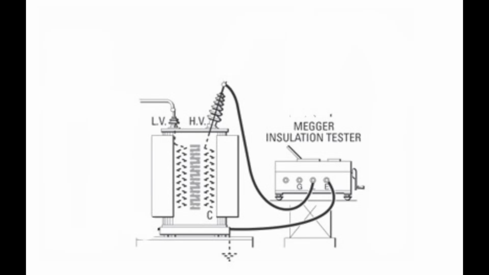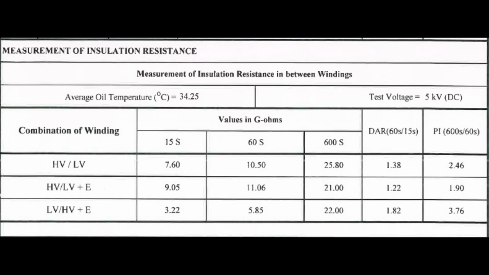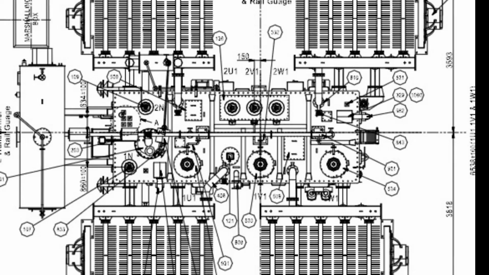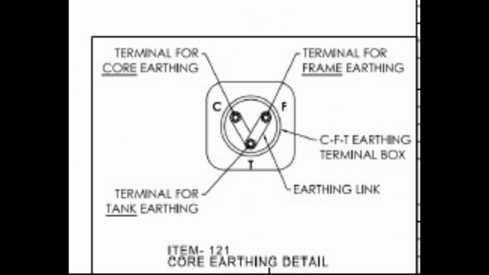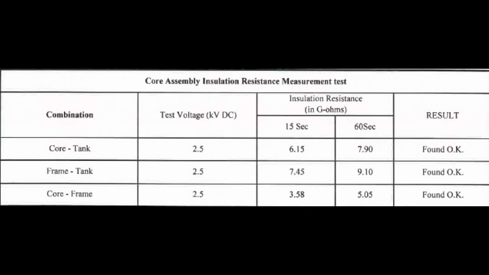In the diagram, the positive terminal of the insulation tester is connected to the high voltage side of the transformer, while the negative terminal is connected to the ground. This setup measures the insulation resistance between the high voltage side and the ground. Table shows the various configurations for conducting insulation resistance test on the power transformer. First configuration is between HV and LV. Second configuration is between HV plus LV and earth, and third configuration is between LV plus HV and earth. In power transformer, insulation resistance test is also conducted between core, frame, and tank, known as CFT insulation test, where test voltage is usually 2.5 kV or less.